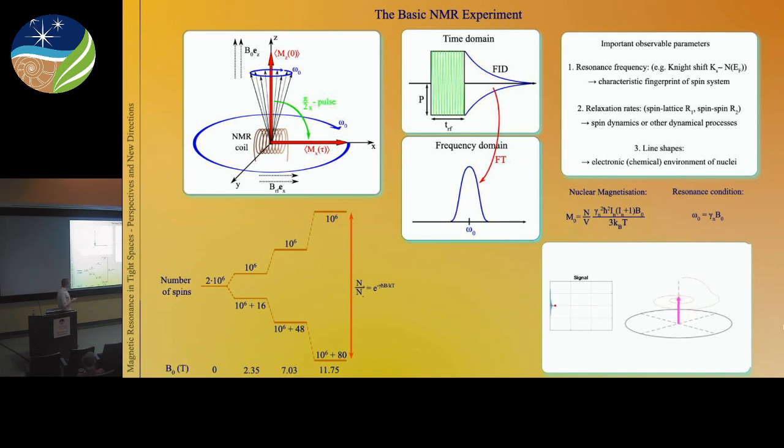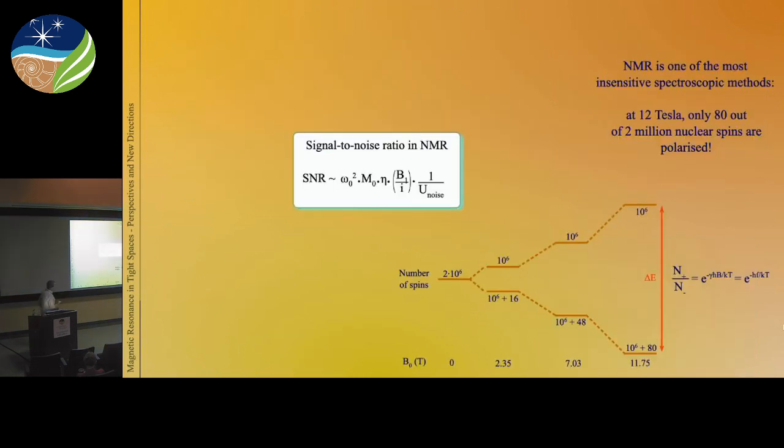Now, when we want to think about NMR in a diamond cell, we also need to think about the following issue: NMR is typically considered one of the most insensitive spectroscopic methods you can have. To illustrate that, imagine you have 2 million spins and you're subjected to a magnetic field of approximately 12 Tesla, which is actually already quite a lot. But even then, you're only able to polarize 80 spins out of that. So you would only do NMR with these 80 spins. This gives you a rough idea that we are always dealing with signal-to-noise ratio in NMR.